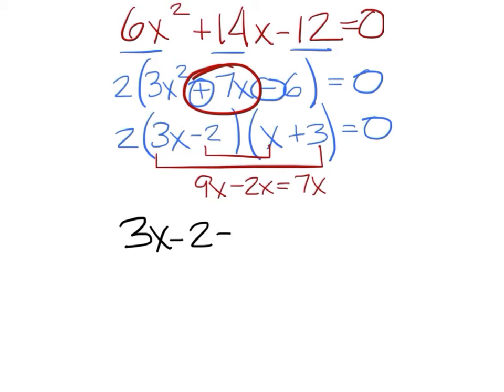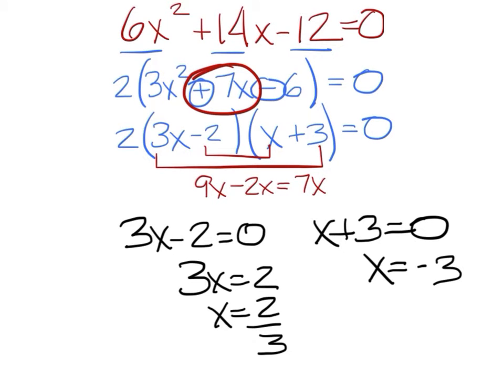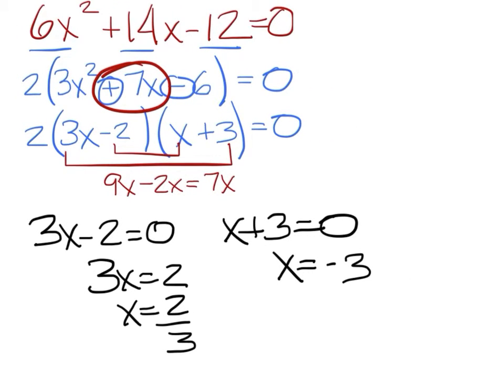3x minus 2 equals 0, and x plus 3 equals 0. 3x equals 2, x is 2/3. In this case, x is a negative 3, so you must express your answer as negative 3 or 2/3.